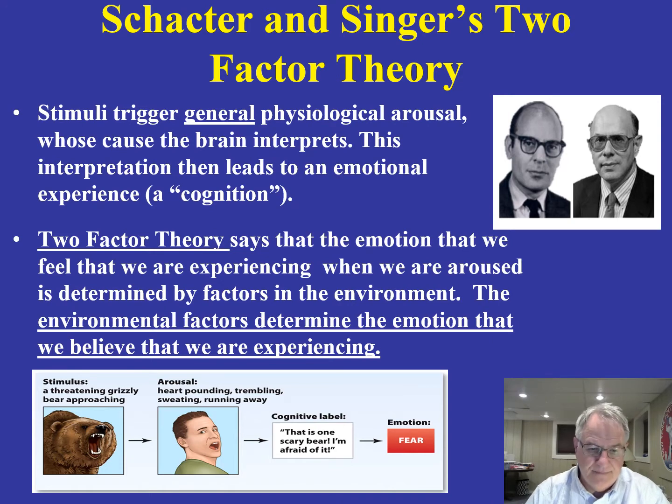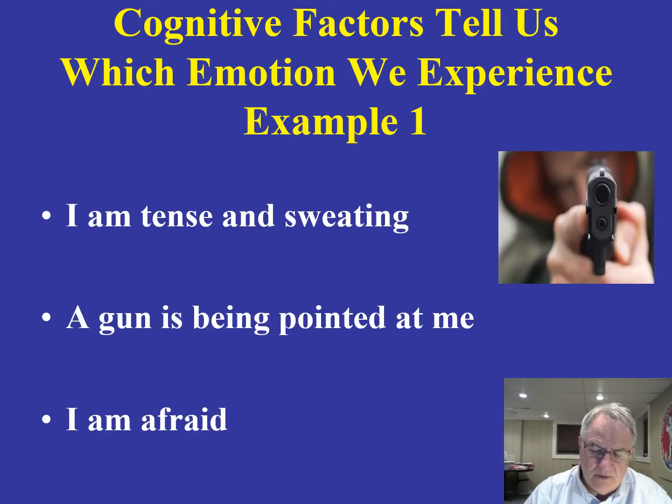This stimulus then, in this case the bear, is triggering this physiological arousal. Your brain is interpreting that, and that is leading to this cognition, this change that occurs in terms of how you go about labeling that experience. The two-factor theory is saying that the emotion that we feel when we're aroused is really determined by the environment. And it's those environmental factors that are really influencing the emotion that we believe we are experiencing. A couple of examples here might help you to understand this a little bit better.